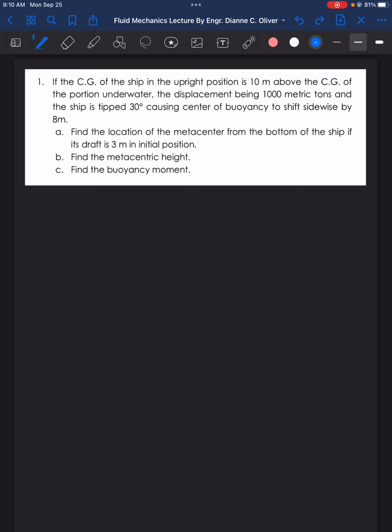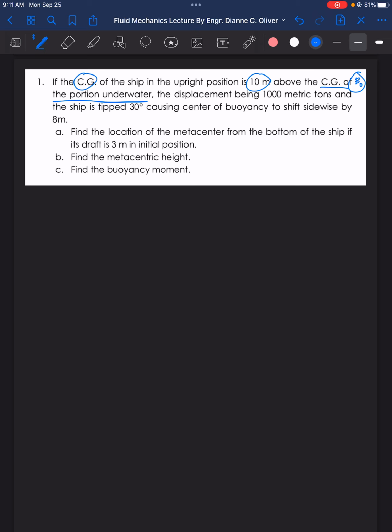Okay. So, what are the given here? We have the 10 meters. The figure is not given, so you need to visualize. In the upright position, the center of gravity is 10 meters above the center of gravity of the portion underwater. What's this? Center of gravity of the portion underwater, that's the B sub O. So CG is 10 meters from B sub O. Okay?